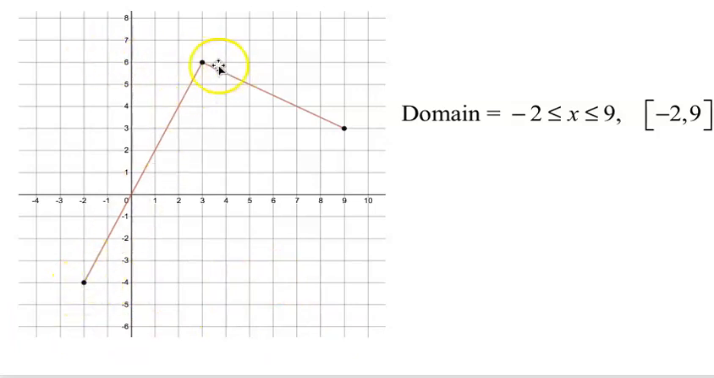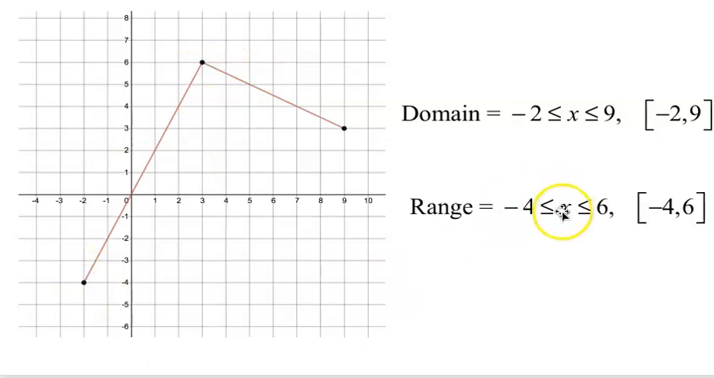The highest y value on the graph is 6. Some of them are there twice, like you'll notice 4 is on the graph twice, 3 is on the graph twice. But the lowest y value I see is -4. The highest y value I see is 6. So my range will be y's, not x's, so that's a typo. Y's between -4 and 6 is what we should have there.